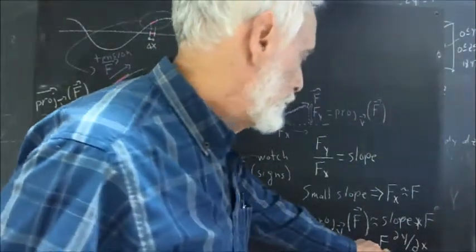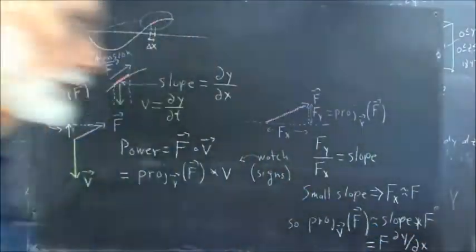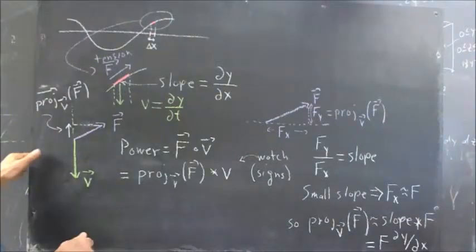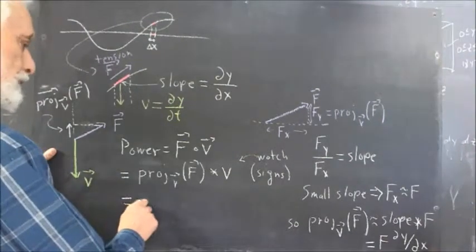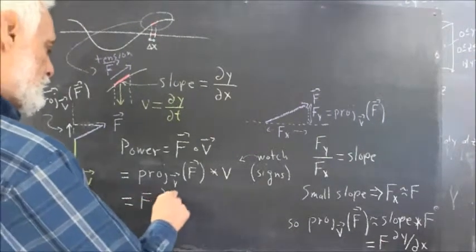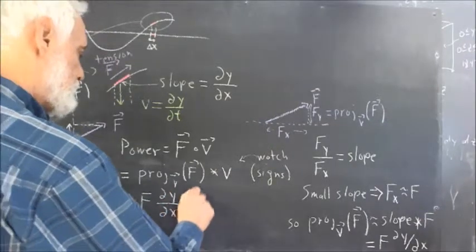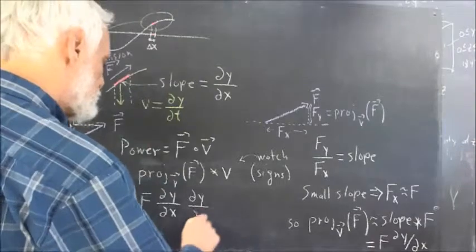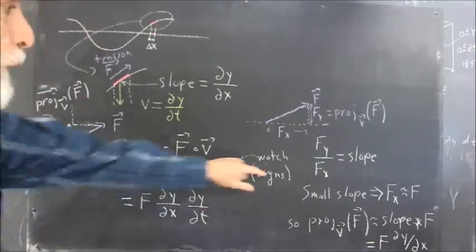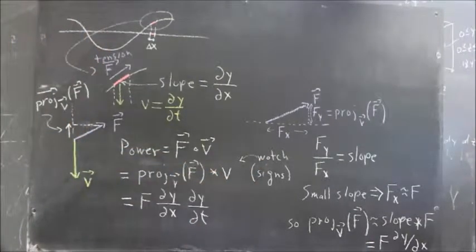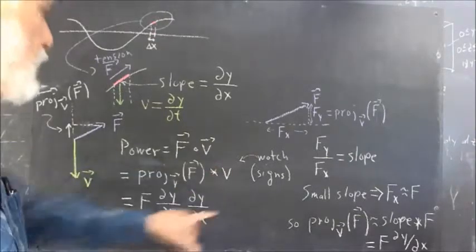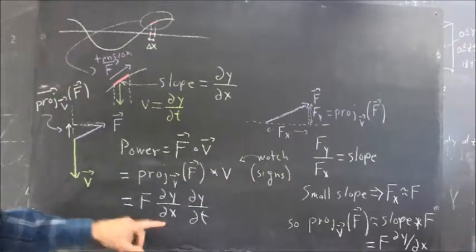So this projection is F times the partial of y with respect to x. So now what we have here is F times the partial of y with respect to x times the partial of y with respect to t. You've got to watch the signs here, making kind of liberal use of the notation, but that all gets taken care of here.